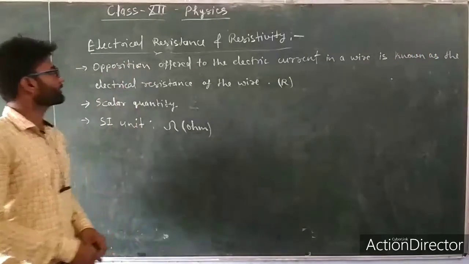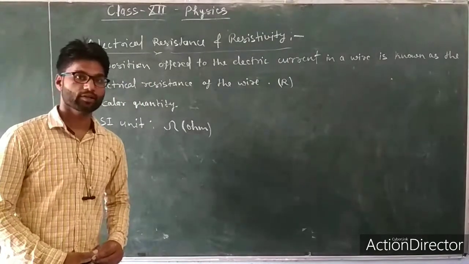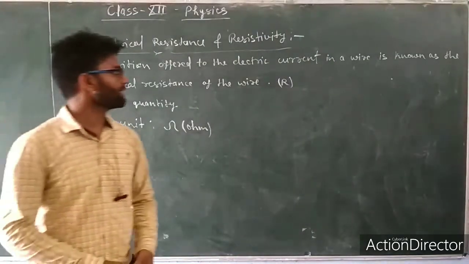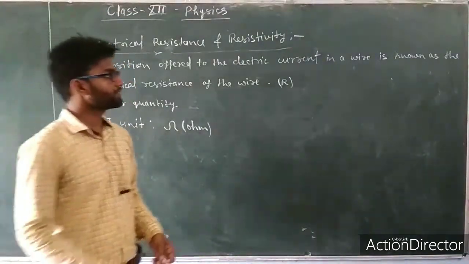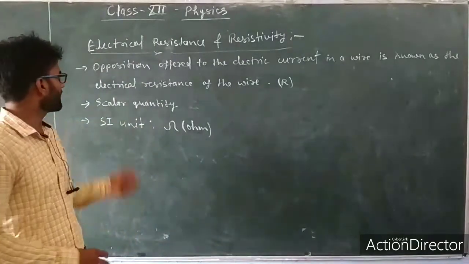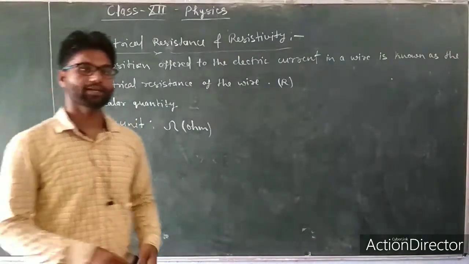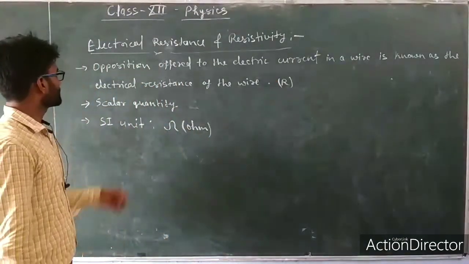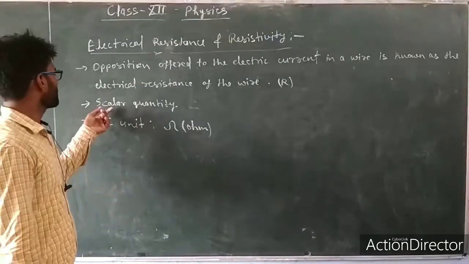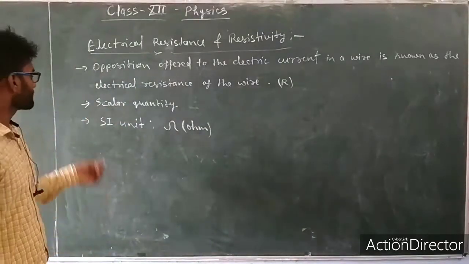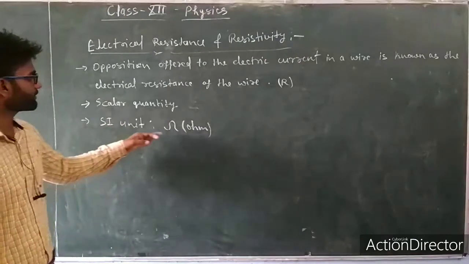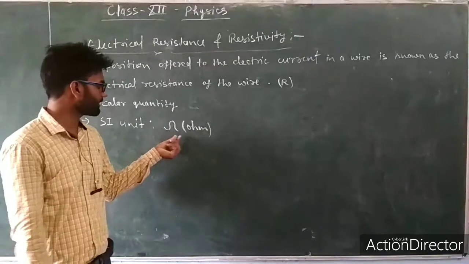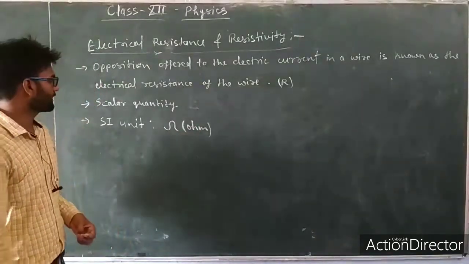So next we will talk about electrical resistance and resistivity. What is electrical resistance? The opposition offered to the electric current in a wire is known as the electrical resistance of a wire, and this is denoted by capital R. This electrical resistance is a scalar quantity, right? The SI unit of this electrical resistance is ohm, represented by this symbol and read as ohm, right?